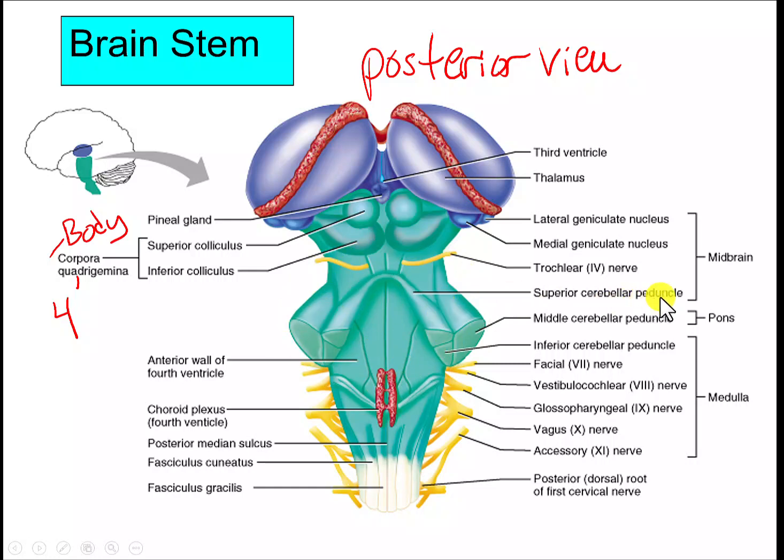A peduncle means a stalk. So that's an odd word, but it means a stalk. But the stalk is really just made of tracts. And then we have the medulla, which is down here. Now, posteriorly, it's kind of hard to distinguish the pons and the medulla. But if you're looking anteriorly from the front, the pons appears as a little bump up here, kind of like that. So you can see it, and you can tell where the pons ends and the medulla begins.